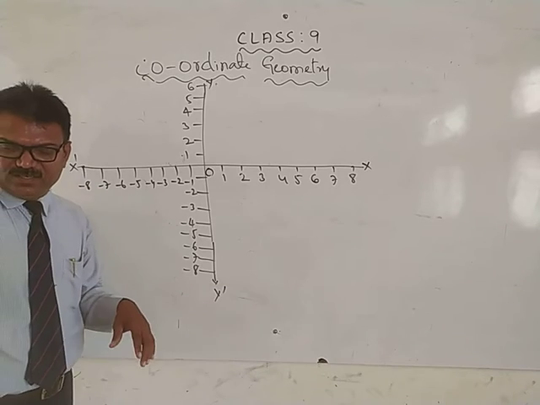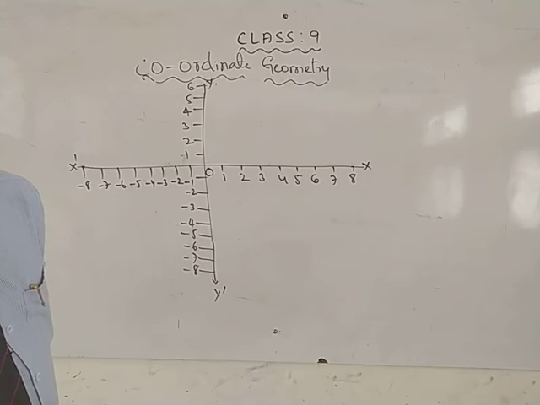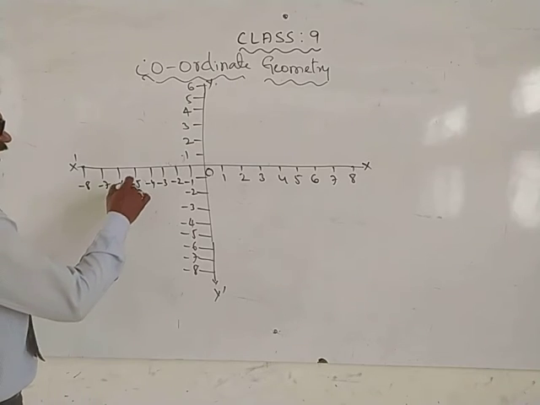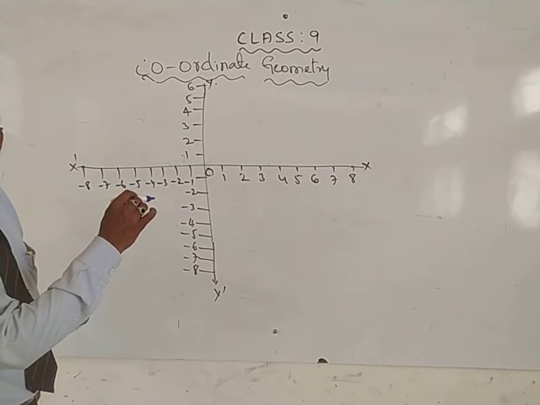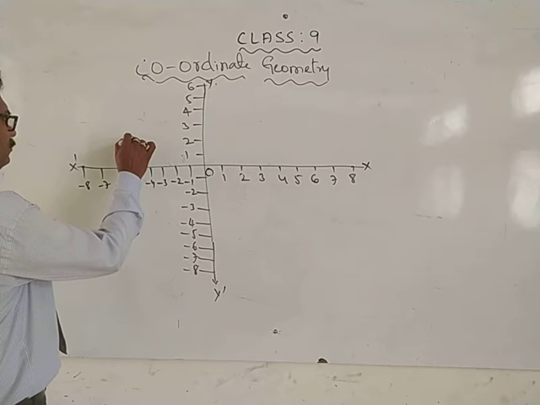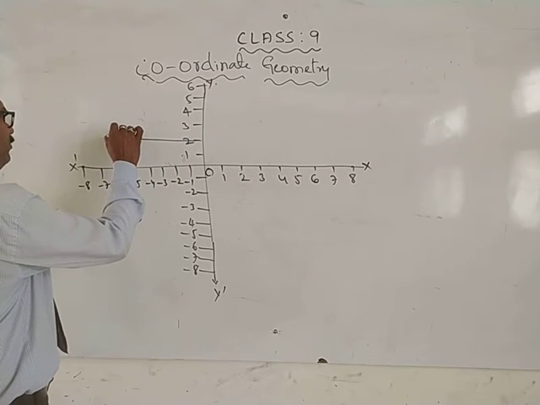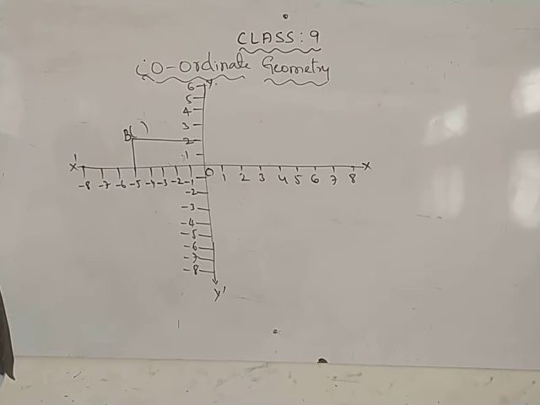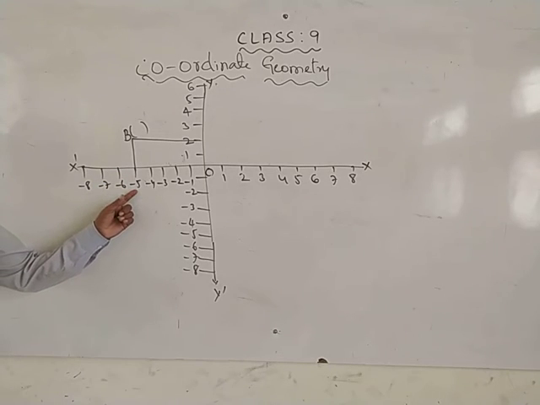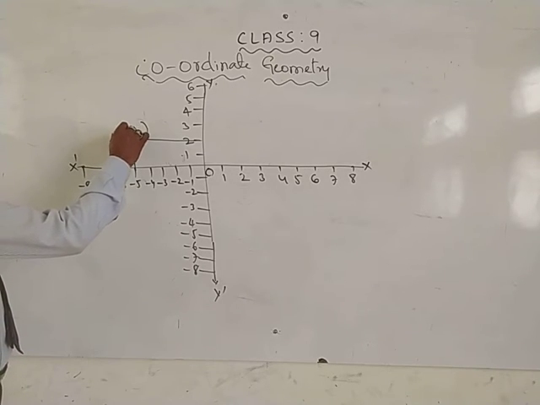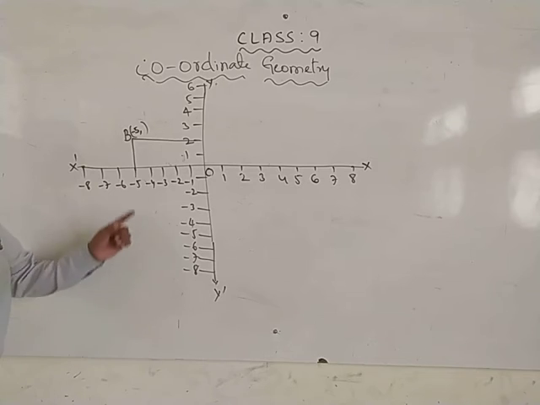Okay? Right. Now you see, the figure he has given. Figure is like this. This is B. We have to tell the coordinates of B. Very, very simple. First, which quadrant? Yes, X value. What is X value? Minus 5. What about Y?